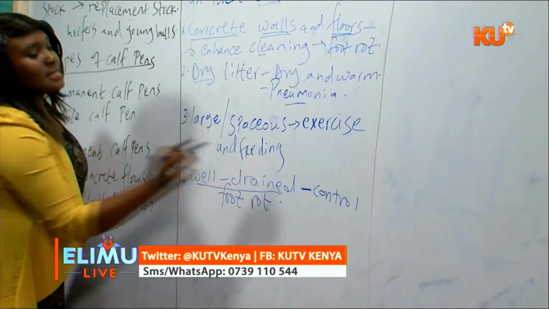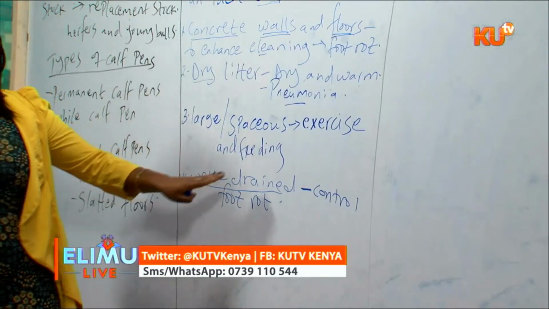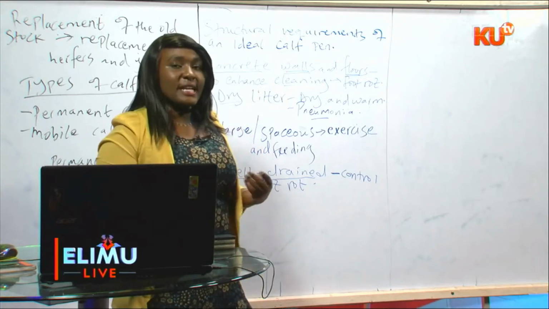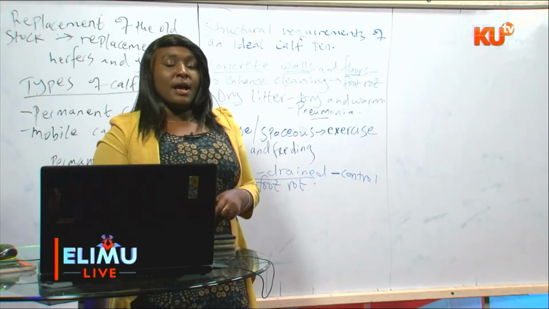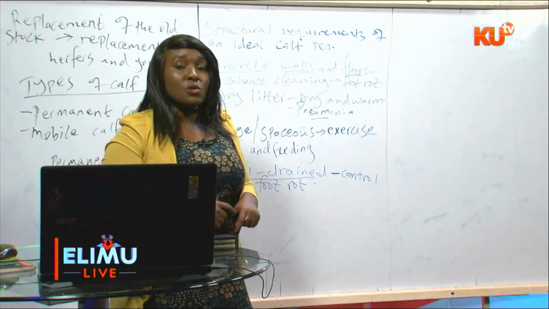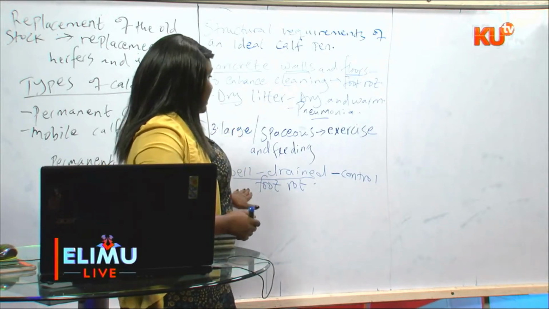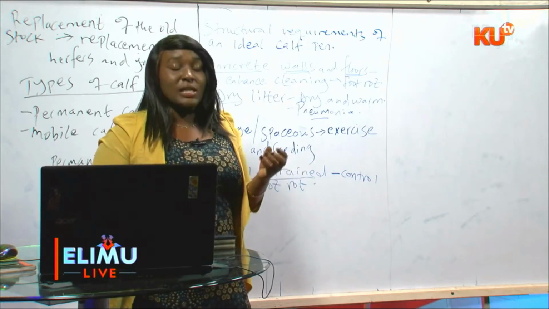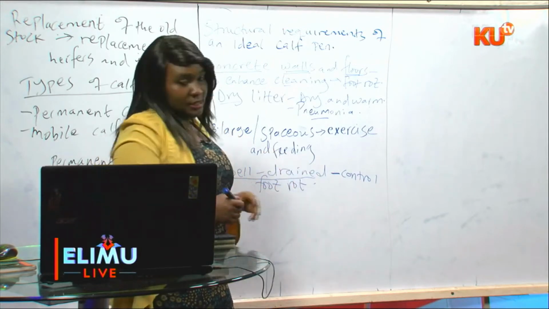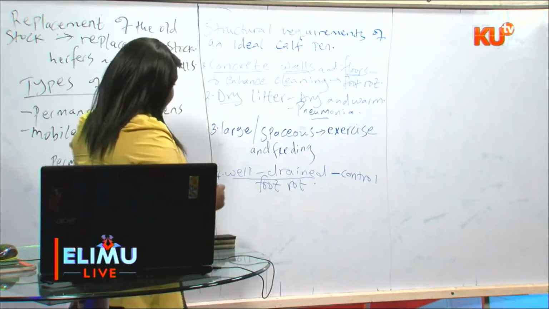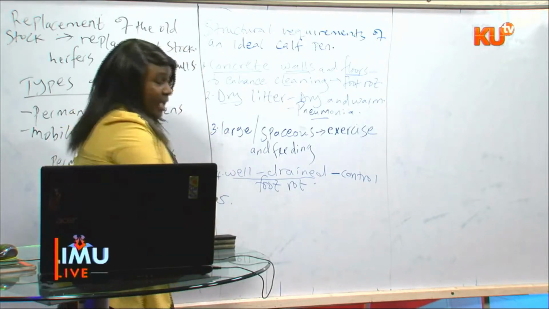A well-drained area. You should site your calf pen on a well-drained area. Not where, with just a slight rain, you realize that the place is getting so mushy. So we need a place that is well drained in order to facilitate an environment that cannot harbor diseases like foot rot. Number 5th point is the idea of ventilation.